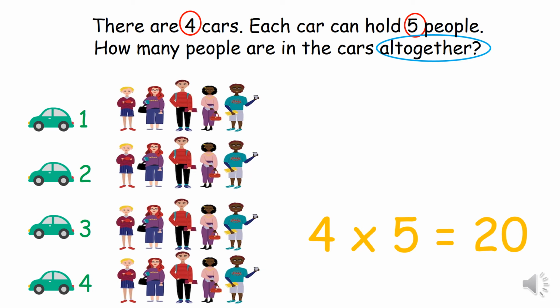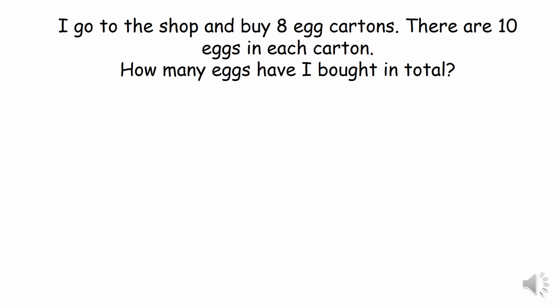Shall we count them in 5s to see if it's correct? Ready? 5, 10, 15, 20. It is right. The product, the answer, is 20. So we use this word problem to help us recognise and spot the important numbers so we could put them into a number sentence. Then we worked it out using our arrays. Let's have a go at this last word problem.